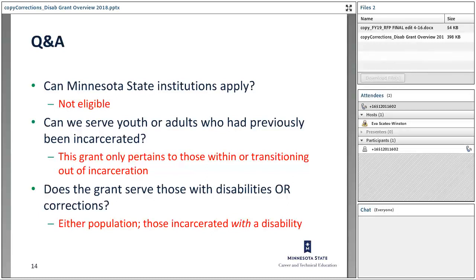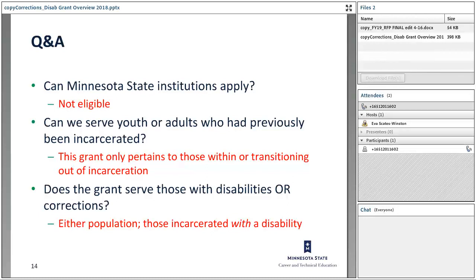You may have a post-secondary institution that you've done a lot of partnering with on training, or on diagnostics or assessments for those individuals with special needs that are coming to you for certain programs and services, for example. And again, it does serve youth or adults, but it really pertains to those who are within or transitioning out of incarceration.